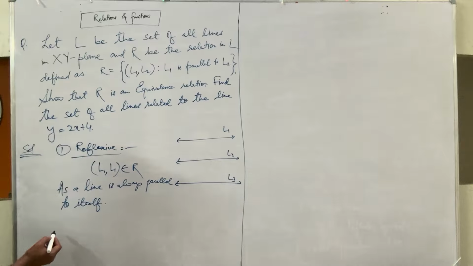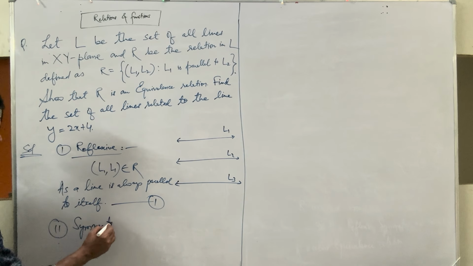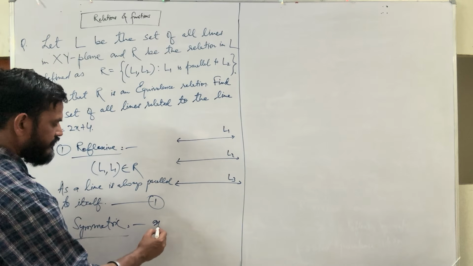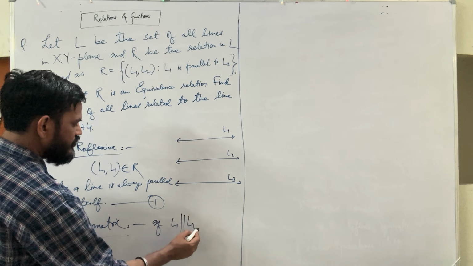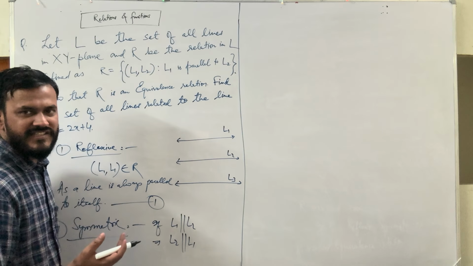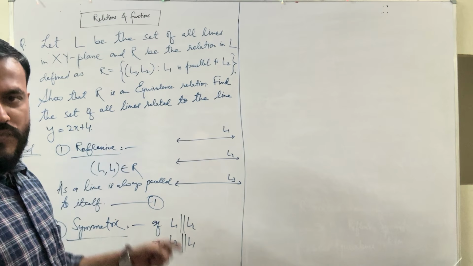Now we come to symmetric. Let it be equation 1. So if line 1 is parallel to line 2, this implies that line 2 will also be parallel to line 1. That is very simple logic. If line 1 is parallel to line 2, line 2 is also parallel to line 1.